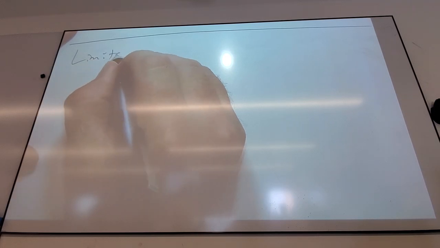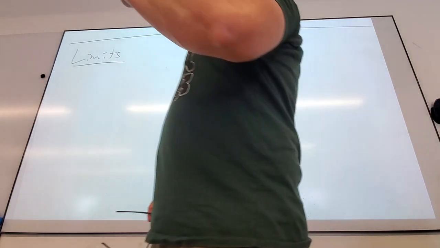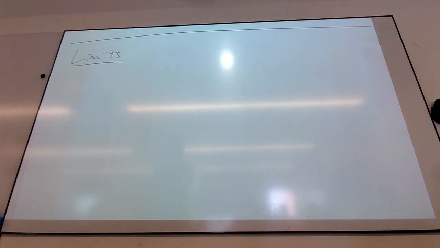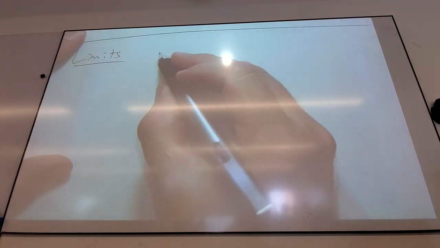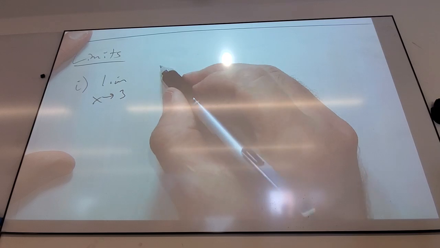I want to talk more about limits before I get into the formal definition of slope in calculus. Then we'll see how far I can get. Let me ask you this. Can you guys figure out this here for me?